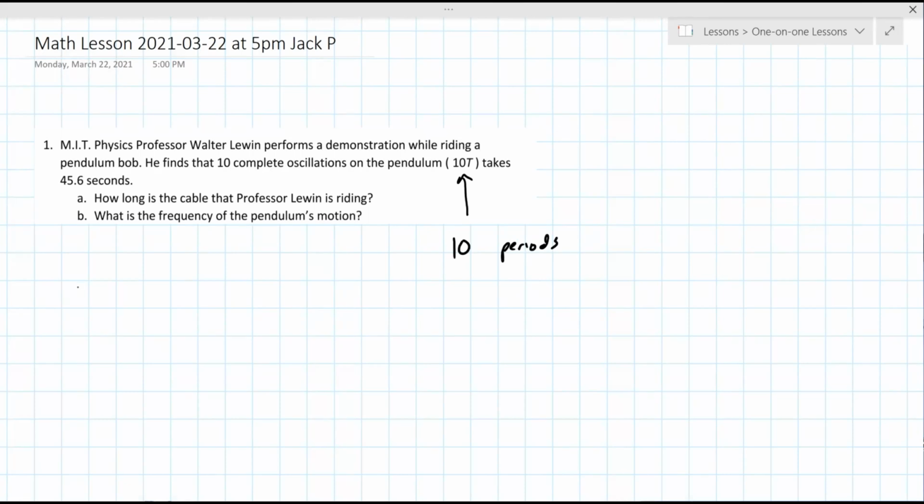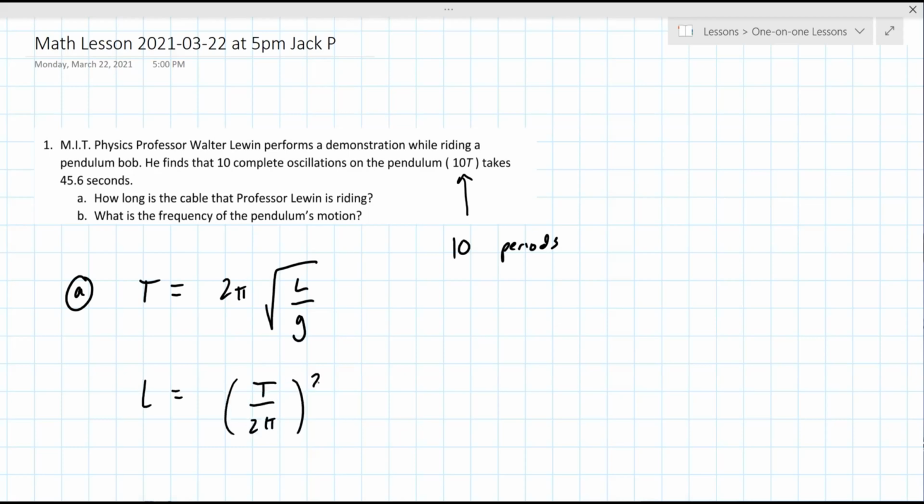So for part A, we have that the period is 2 pi square root L over G. Is that okay? Sure is. Okay, so that's the governing equation. So we have to solve this for L. L equals T over 2 pi, you square that, and then you multiply by G. So it looks like G T squared over 4 pi squared.